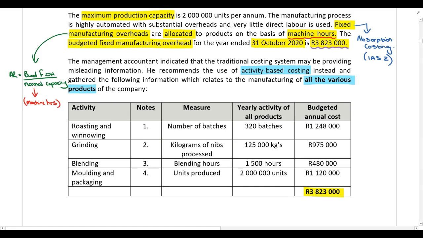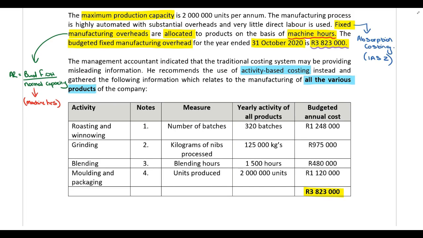So all they've done is they've taken the budgeted fixed manufacturing overhead and broken it down into different activity areas. So we have roasting and winnowing, grinding, blending, molding, and packaging. Then you've been given the different measures. For roasting and winnowing, we use the number of batches. For grinding, the number of kilograms of nibs processed. For blending, blending hours, and for molding and packaging, units produced. Then for each of these activities, you've been given the yearly activity for all products, and you've also been given the budgeted annual cost.